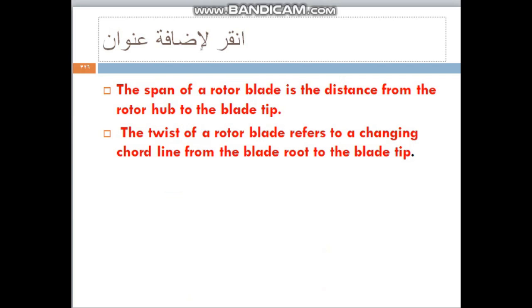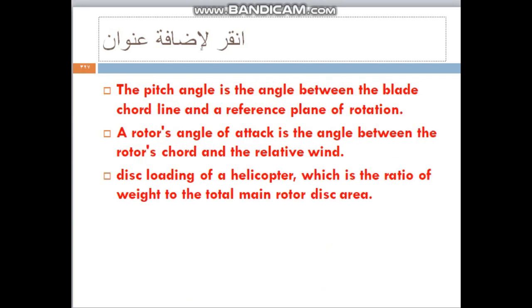The span of a rotor blade is the distance from the rotor hub to the blade tip. The twist of a rotor blade refers to a changing chord line from the blade root to the blade tip. Also, the pitch angle is the angle between the blade chord line and a reference plane of rotation.